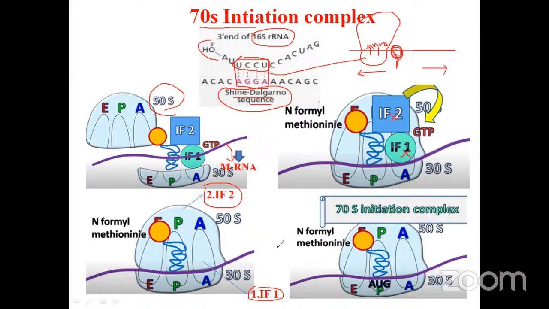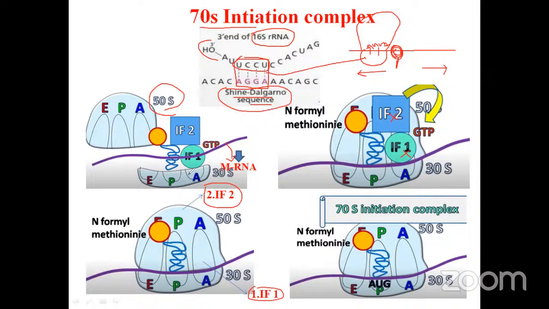If you see the same initiation factors in eukaryotes, there are many different initiation factors: EIF1, EIF2, EIF3, EIF4, EIF5, EIF6, and EIF4A, EIF4F. So multiple are present, but in prokaryotes only three, IF1, 2, and 3. The complex initiation factors are present in eukaryotes.